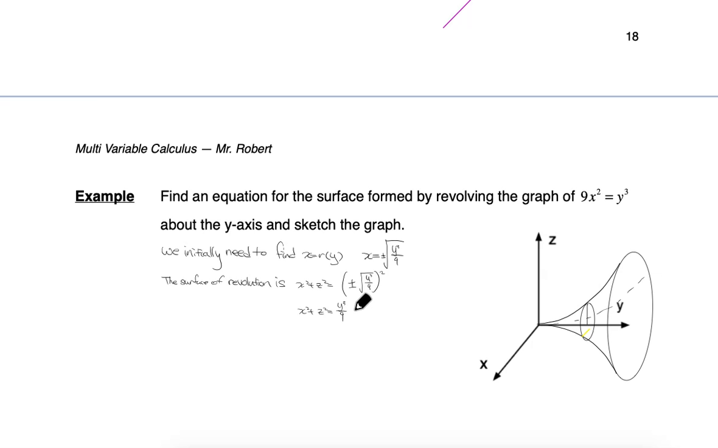This last type of function, surfaces of revolution, is a little hard to wrap our heads around, but practice will certainly help.